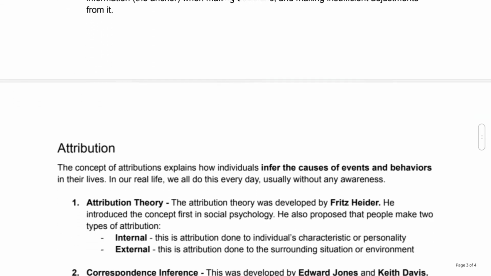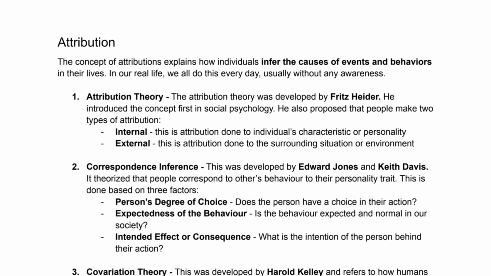Now let's see the concept of attribution. You might remember attribution from the beginning of this video when we were studying social perception. This was the second step. But your syllabus has highly focused on this topic, so we need to discuss this more. The concept of attribution explains how we infer the causes of events and behaviors. It's basically to find causes of everything that is going around you in your society. To understand this concept better, we need to look at some of the major attribution theories in social psychology.